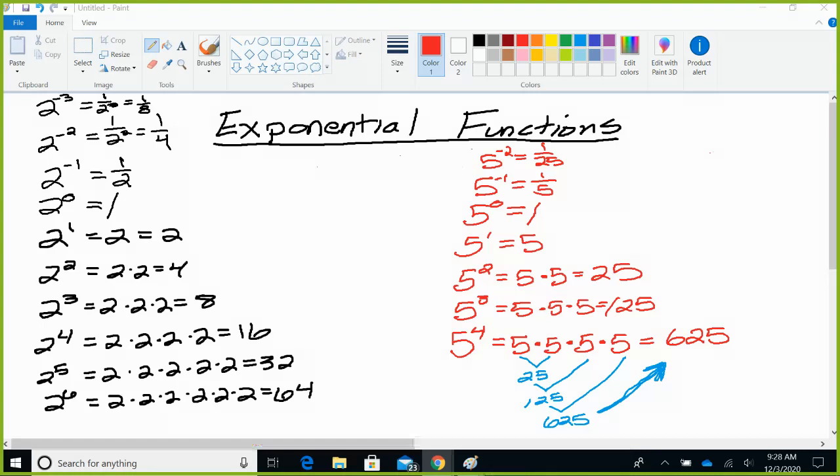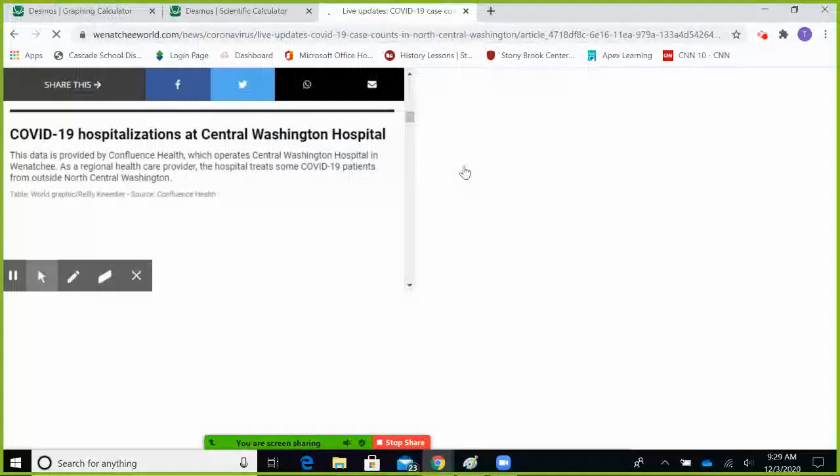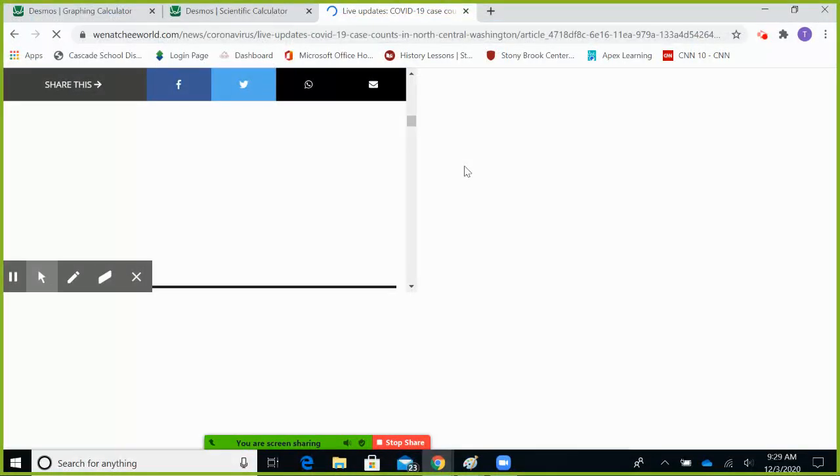It's like my Wi-Fi is getting sketchy. So here are the numbers for Chelan County. If it's going to load.